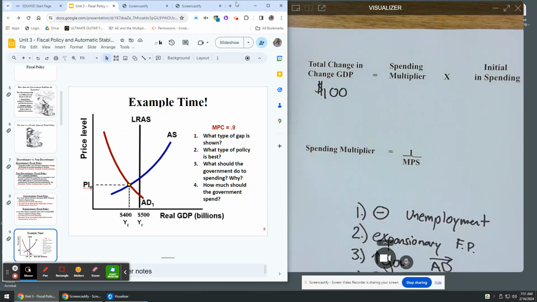How do I know that? Well, if I look over here, I'm currently operating at 400 billion when I should be at 500 billion. So that's what I need to close. That's the total change I need to address.